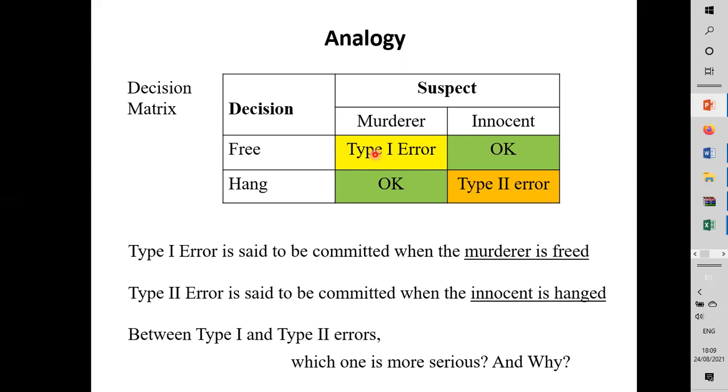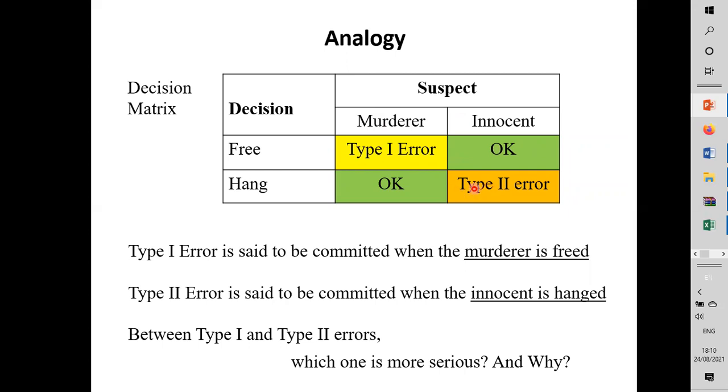What about type 2 error? To minimize type 2 error means what? To avoid hanging the innocent. To prevent innocent being hanged. Mm. This is to prevent murderers being freed. This is to prevent innocent being hanged, isn't it?